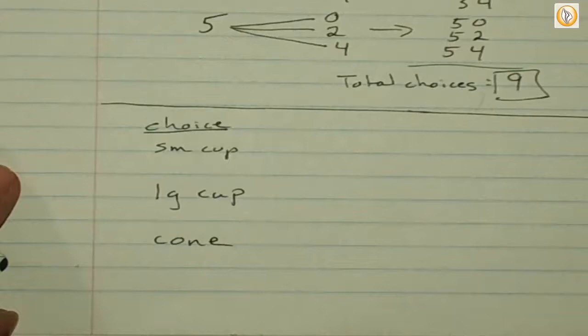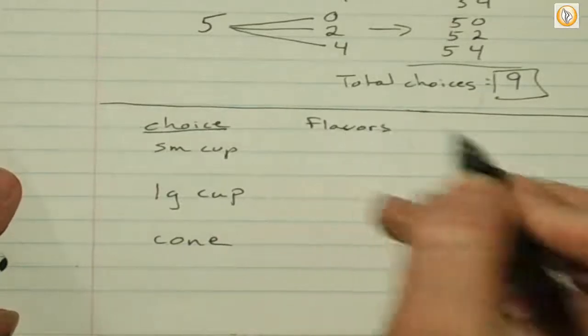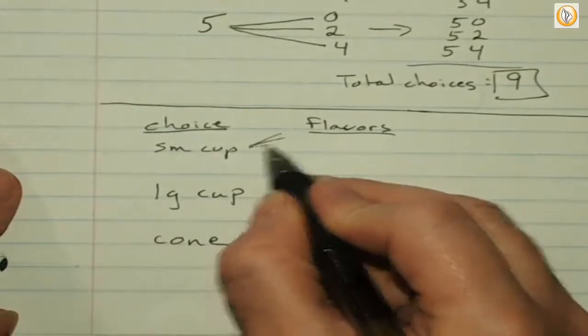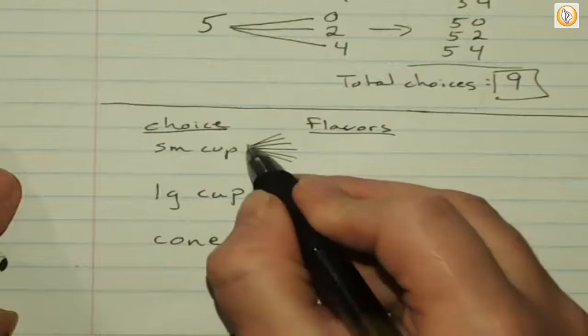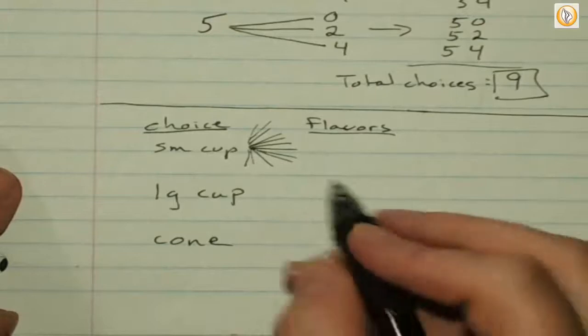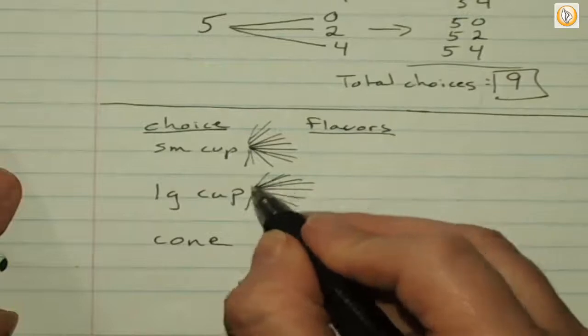At Menchie's, how many flavors do you think there are? Just guess. How many different flavors of ice cream or frozen yogurt do you think they have? 12. He says 12. So for flavors, you would say 1, 2, 3, 4, 5, 6, 7, 8, 9, 10, 11, 12.